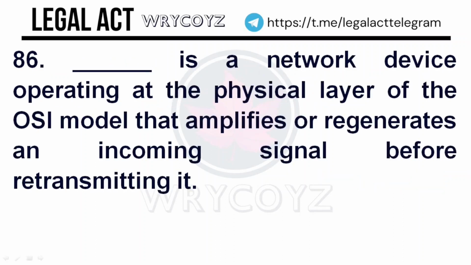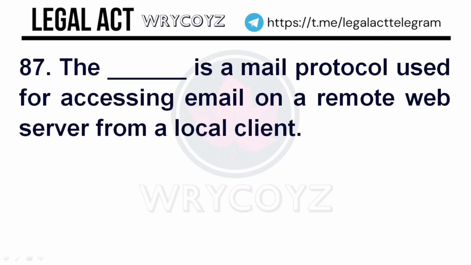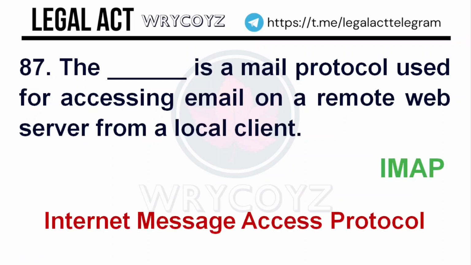86. Dash is a network device operating at the physical layer of the OSI model that amplifies or regenerates an incoming signal before retransmitting it. Answer is repeater. 87. The dash is a mail protocol used for accessing email on a remote web server from a local client. The answer is IMAP, Internet Message Access Protocol.